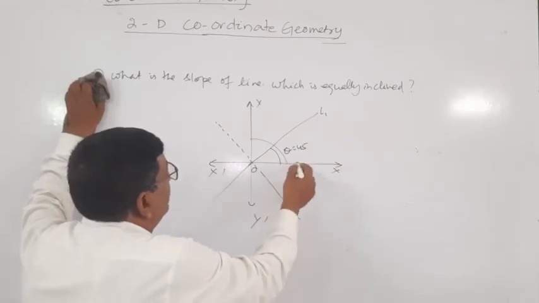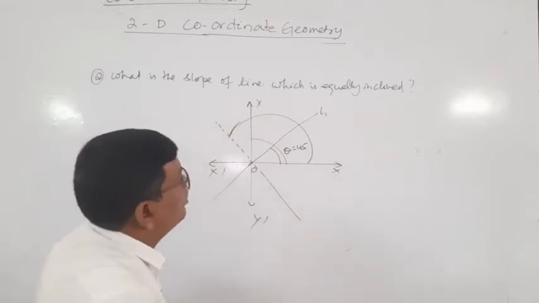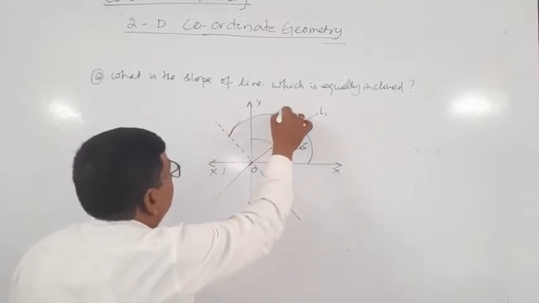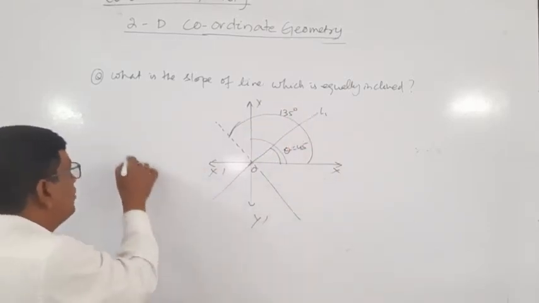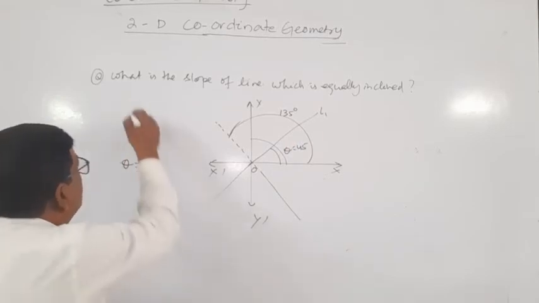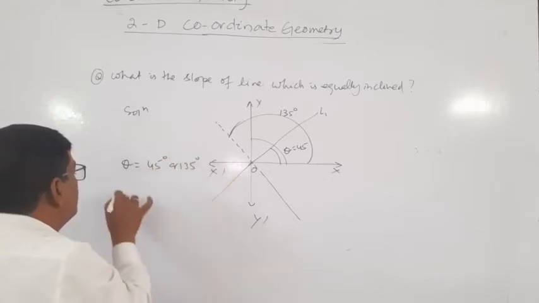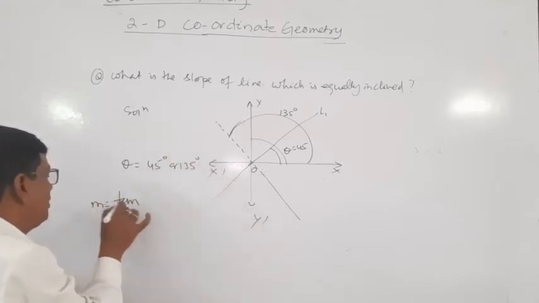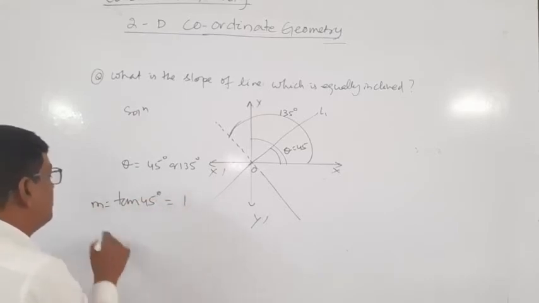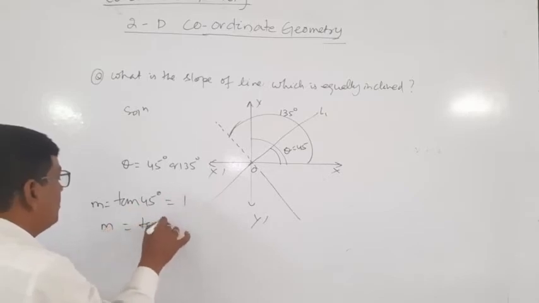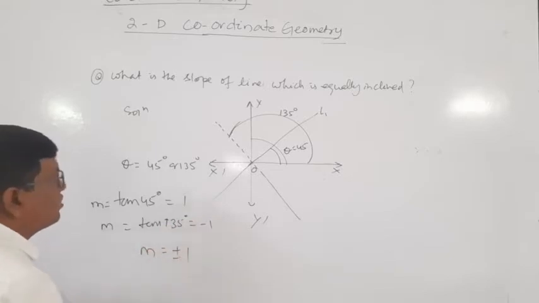Theta may be this angle. So this is 90 plus 45, that is 135. So here theta is equal to 45 degrees or 135 degrees. So m equal to tan 45 degrees, that is 1 by 1, and m equal to tan 135 degrees, that is equal to minus 1. So m is equal to plus or minus 1.